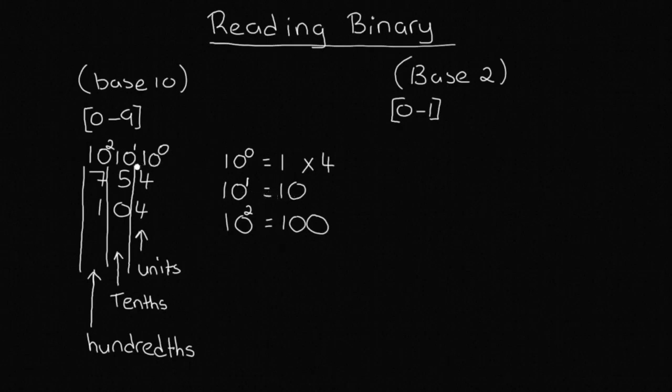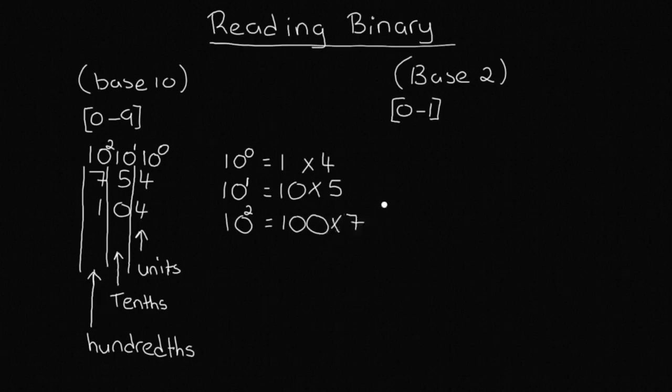Okay. So then the number under here is 5. So we can multiply this by 5. And then if we move on to the next column, we can see 10 to the power of 2 is 100. And our number here that we're dealing with is 7. So we need to multiply by 7.